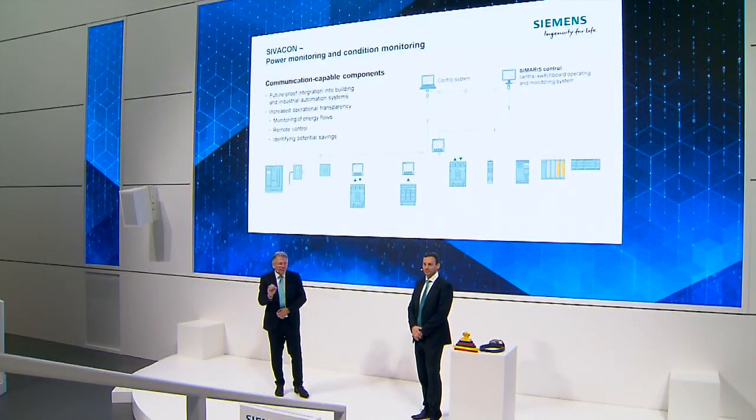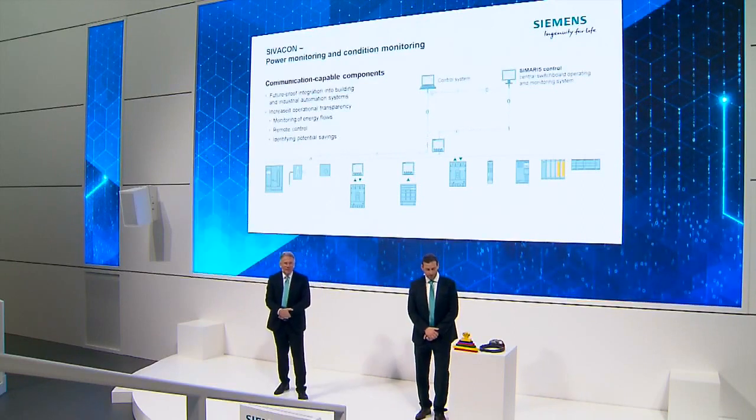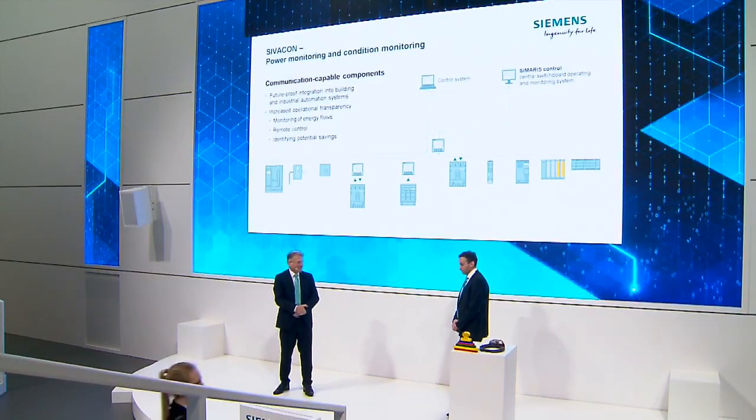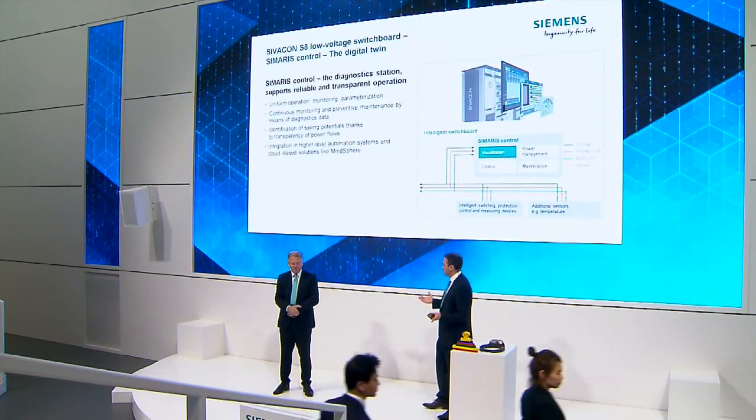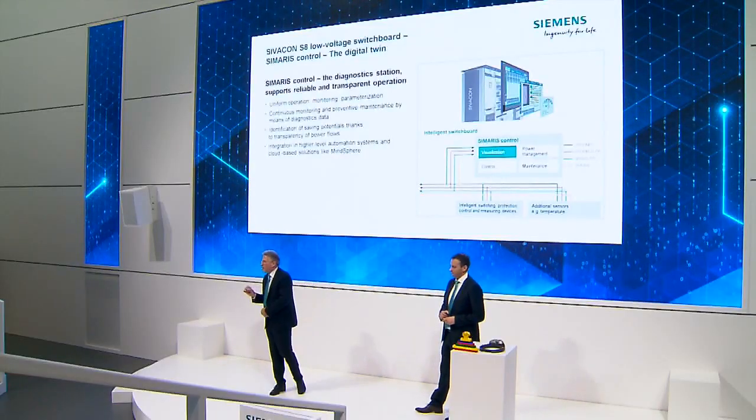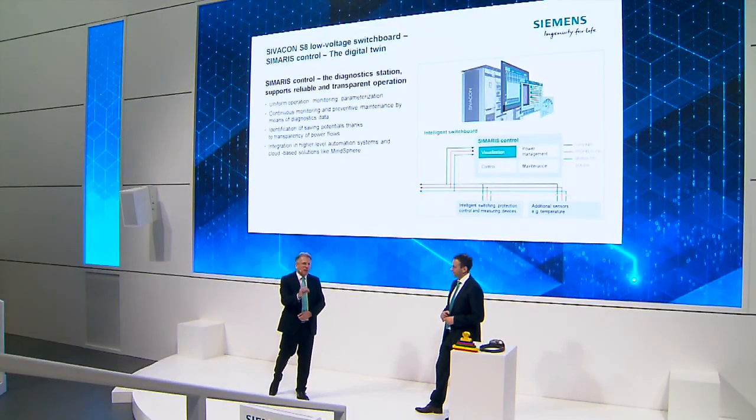But is it as easy as Lego? Well, SIMARIS control is our standard HMI. It's easy to use because it offers a uniform interface where you can monitor, control, or parameterize all the devices installed. A continuous monitoring function logs the data, and therefore it helps to increase the reliability. In addition, it also sets the base for any preventive maintenance application. And with this new transparency, we are able to identify potential savings.